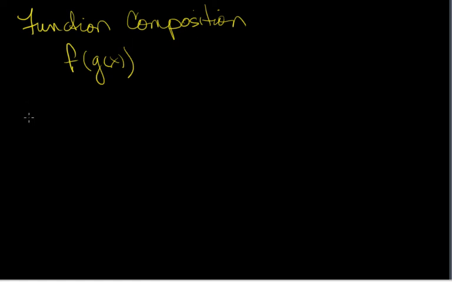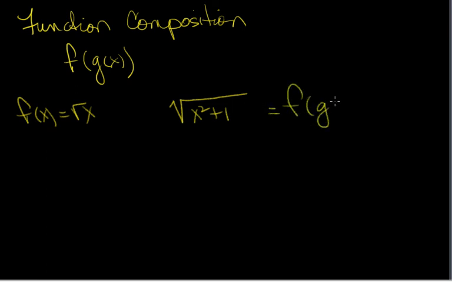Everyone is really good at recognizing if I tell you that f of x is equal to the square root of x, and then I give you some function, let's say the square root of x squared plus 1, you're all going to tell me, oh, that's f of g of x, the square root of g of x, where g of x is equal to x squared plus 1. I think everybody's good at that. You've been doing that for years.